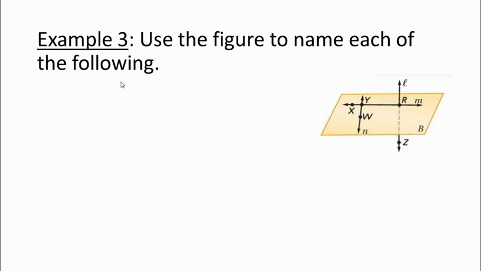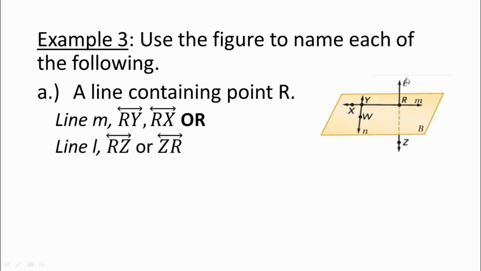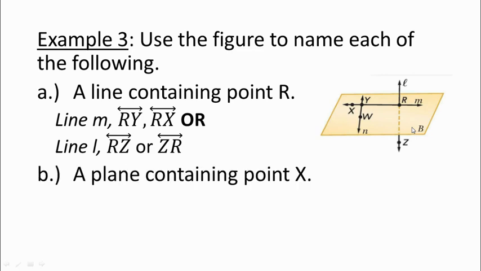Example 3, use this figure to name each of the following. So a line containing point R, you see that R is on two different lines. R can be on line M or RY or RX, or R is also on line RZ or line L. So that's what I listed. If you forgot your cursive, that's a cursive L, and that's an L, not a 1.